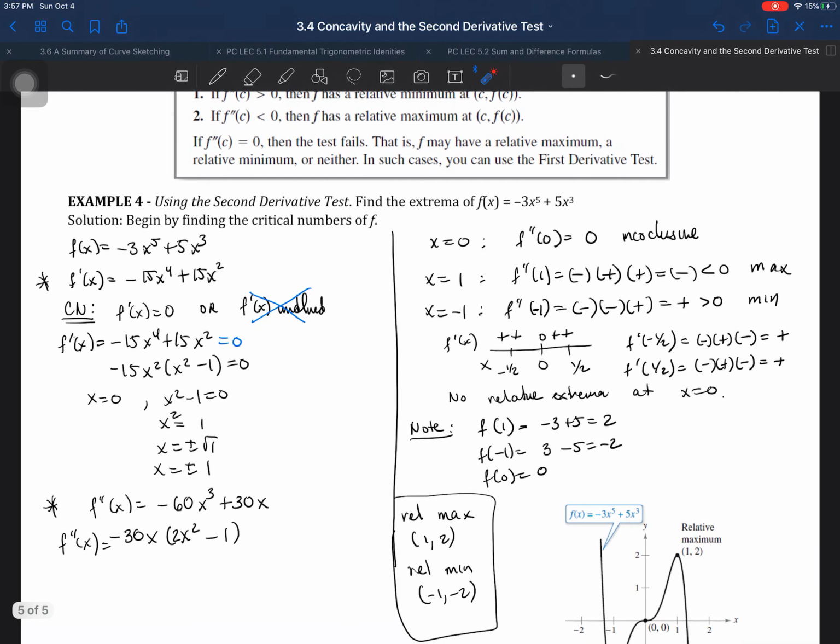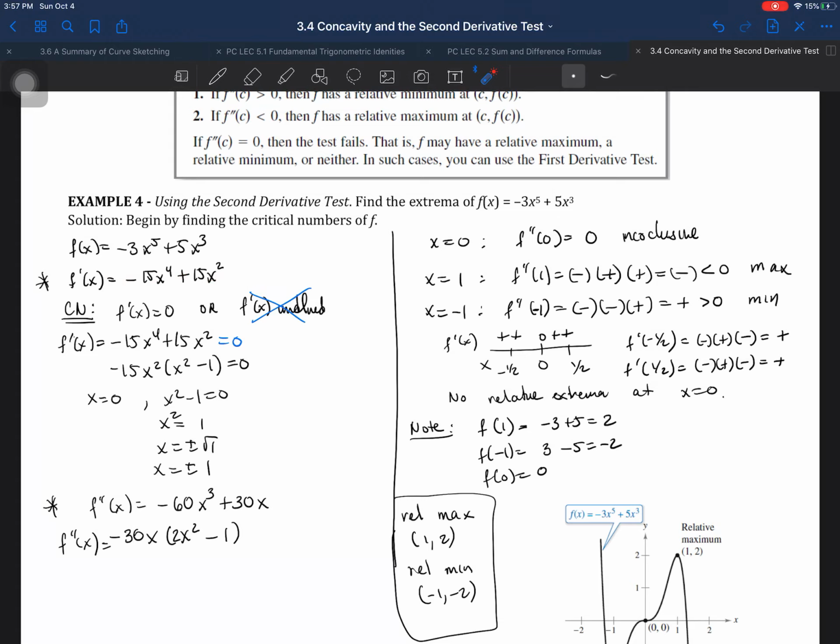So how are we going to do this? First, you need to know the critical numbers. So first, find the derivative of the function. So this is the function. Take the derivative. That gives you negative 15x to the 4 plus 15x squared. Then find the critical numbers. You know how to find those. We've done this 100 times already. Set it equal to 0, or find where it's undefined. This is not going to be possible because it is a polynomial, and a polynomial cannot be undefined.